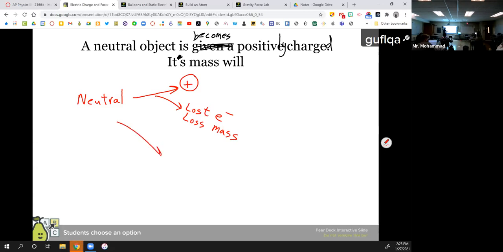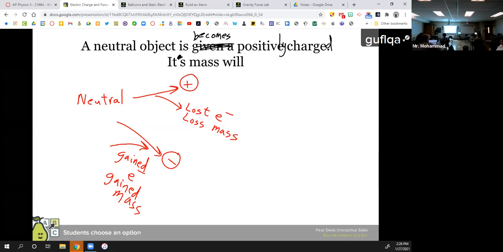If you become negatively charged, it's because you've gained an electron, and you've gained some mass. The reason I want you to realize this is because at some point, you're going to have to figure out velocities and kinetic energies of electrons. So it's important that we realize that electrons do have some mass. And it's a constant that you'll eventually be given, so don't worry about that. But it's really, really small.